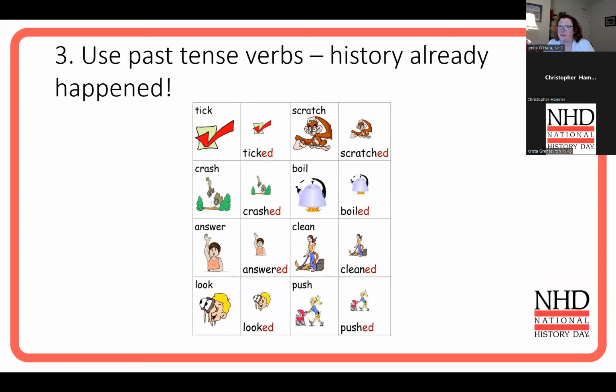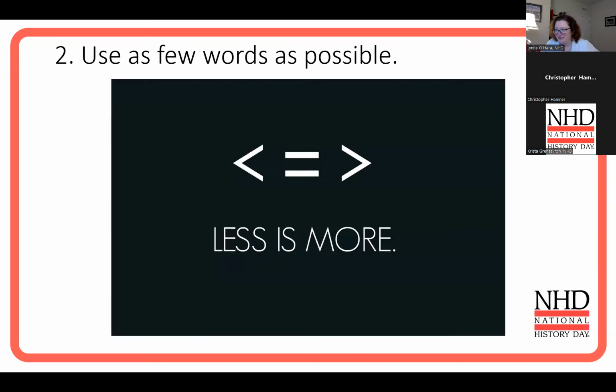Number 3 is my personal favorite. History already happened, and it happened in the past, so we've got to make sure our verbs stay in the past.